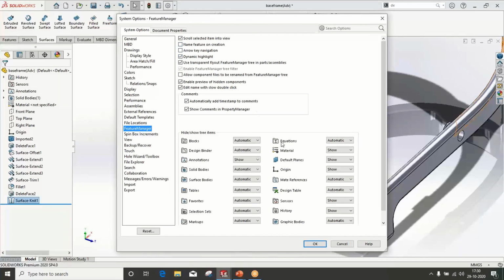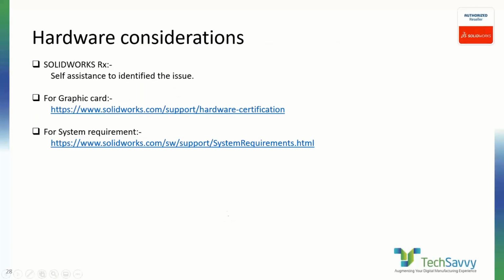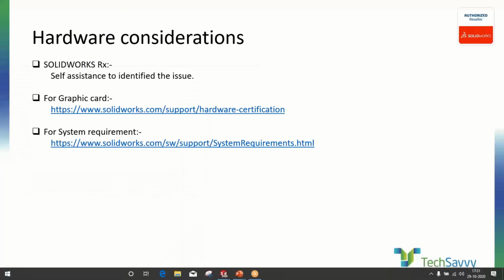Let us move to the next topic, performance evaluation, which I already showed in the Evaluate tab. Hardware consideration: this tool is for self-assistance to identify the issue. Let me talk about RX. I go and search for the RX options.